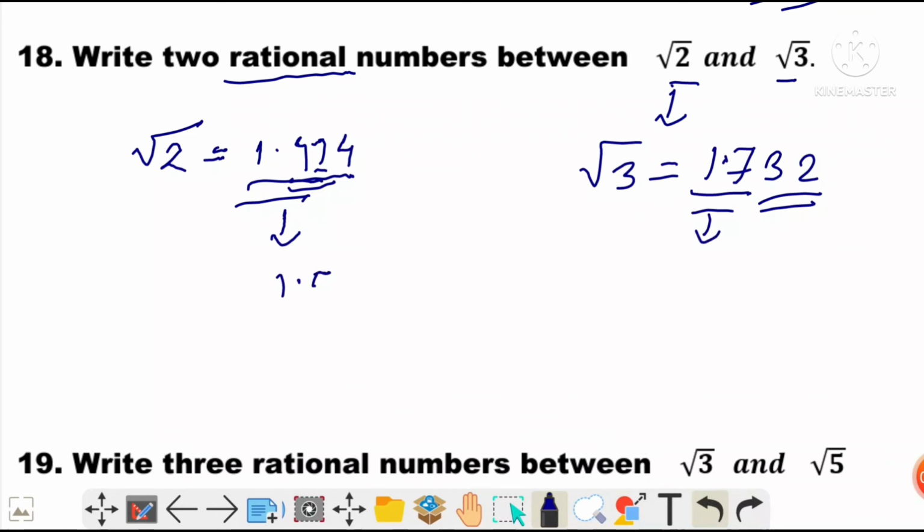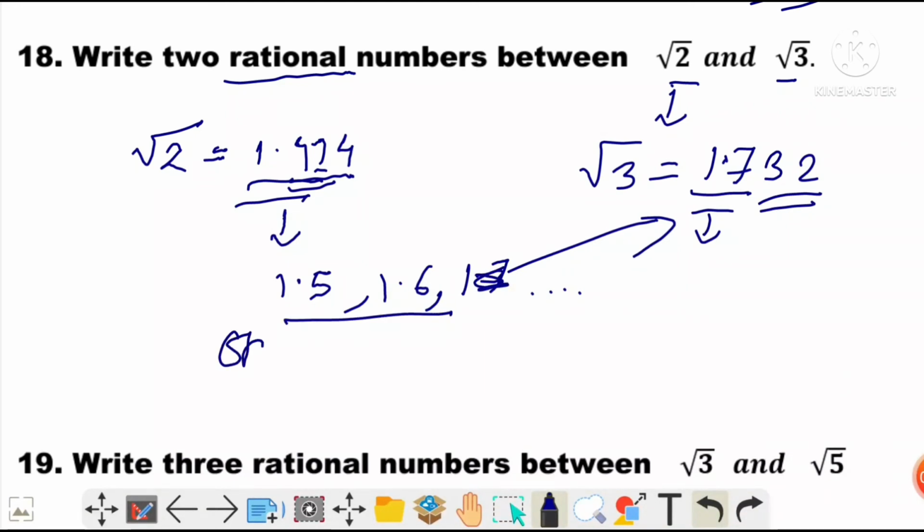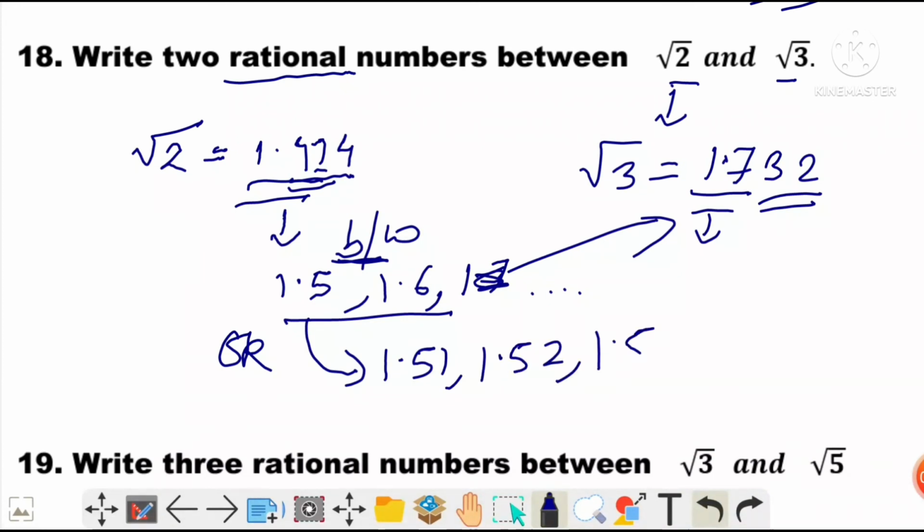So between these two numbers, the rational numbers are 1.5, 1.6. 1.7 we cannot count since it is here. So the two numbers are 1.5 and 1.6. Otherwise, you can write it as, there are numbers between 1.5 and 1.6 also. That is 1.51, 1.52, and so on. So in this way, you can write the rational numbers between two irrational numbers.